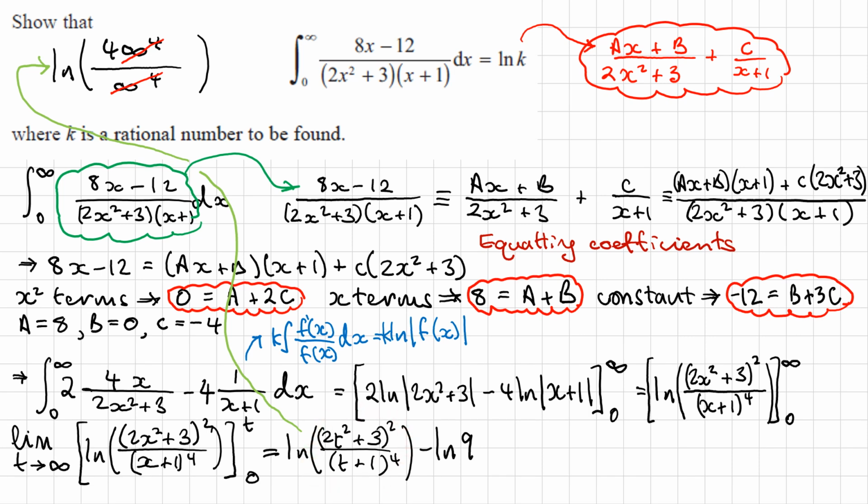So now we've got log 4, so this is still the limit as t approaches infinity, log 4 minus log 9, which we can write as log of 4 over 9. Now we needed to write it in the form log k, which we've done, and basically what we've got is the value of k is equal to 4 over 9. So let's just highlight that. That would be our final answer for this question.